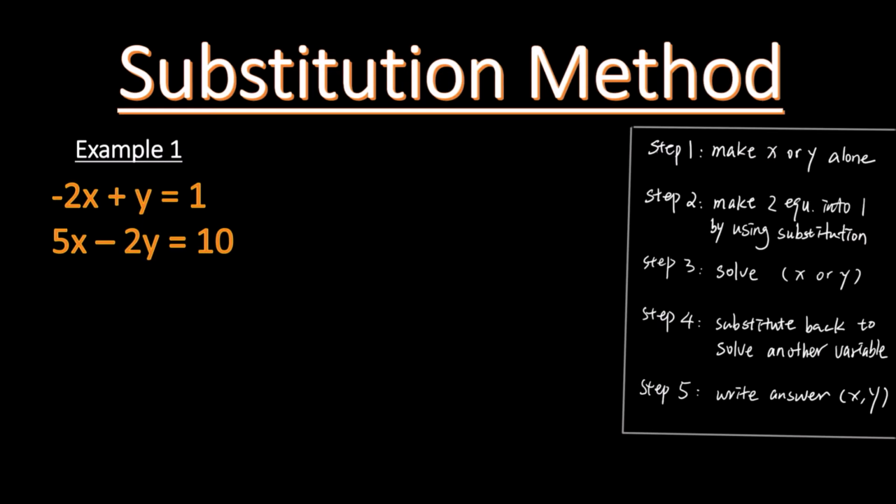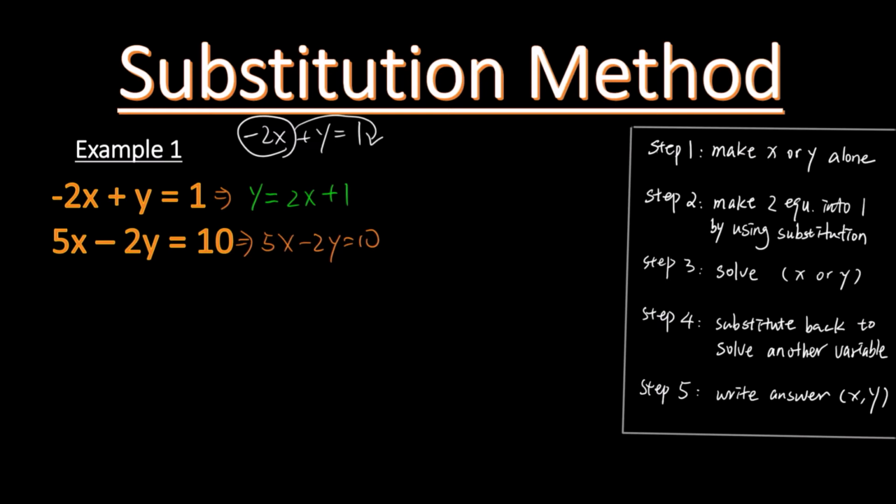In order to make y by itself alone, we can transpose the -2x to the right, and then we have y equals 2x plus 1. We didn't change anything for the second equation, so we just copy it down here, and we have 5x minus 2y equals 10.